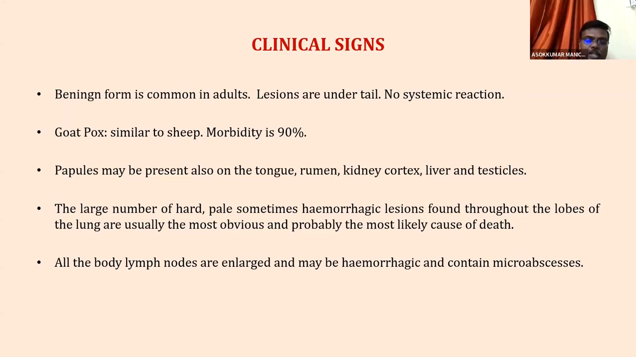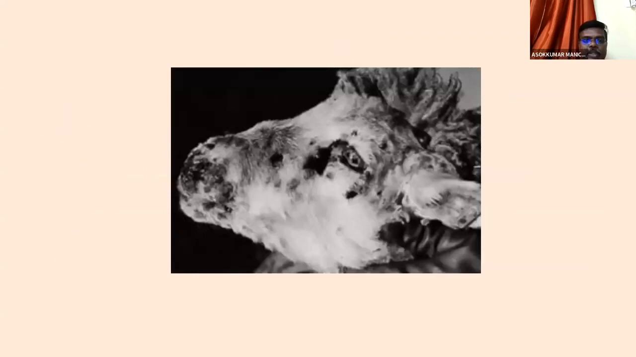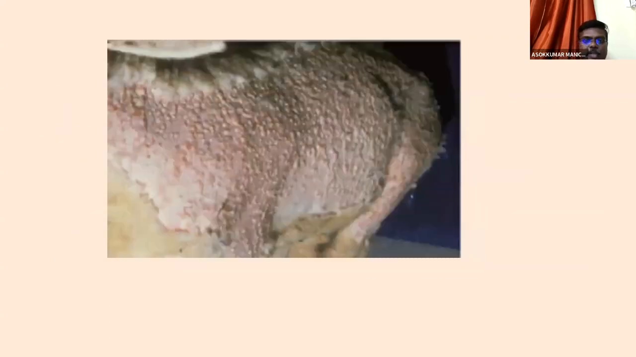All the body lymph nodes are enlarged. That is the usual thing, as happens with caseous lymphadenitis. But here also you can expect lymph node swellings, and maybe hemorrhage, and they sometimes contain micro abscesses. So these are the conditions observed with sheep pox in affected animals.